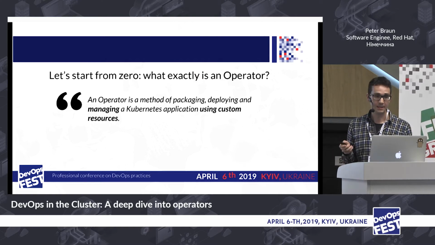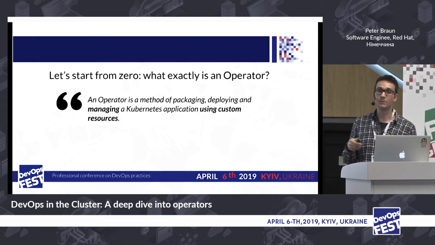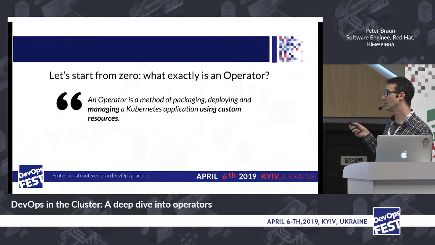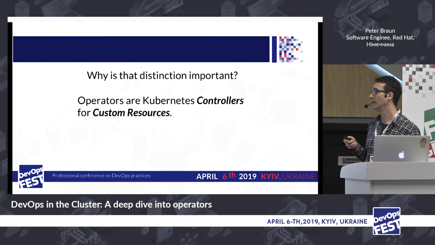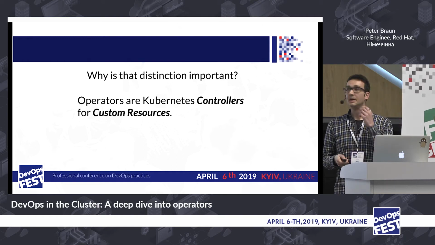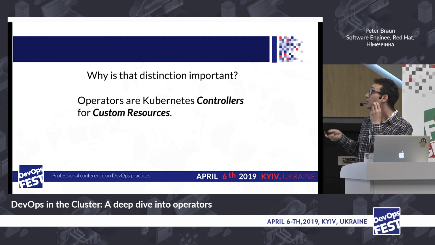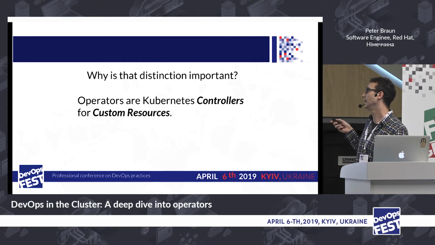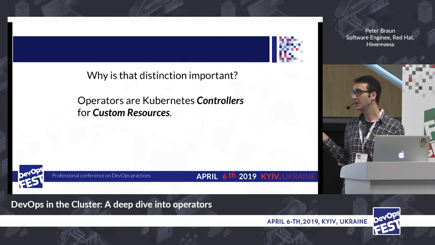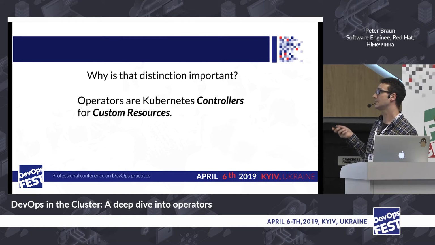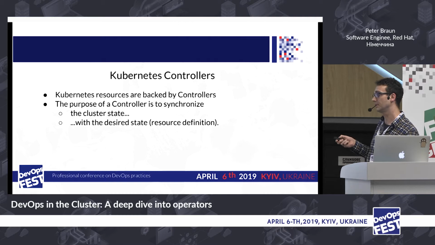So why is that important? Because custom resources are what differentiates an operator from a Kubernetes controller. So, okay, we have two new terms, controllers and custom resources. We say that operators are just controllers for custom resources, but what are controllers and what are custom resources? So, let me explain both of those terms.